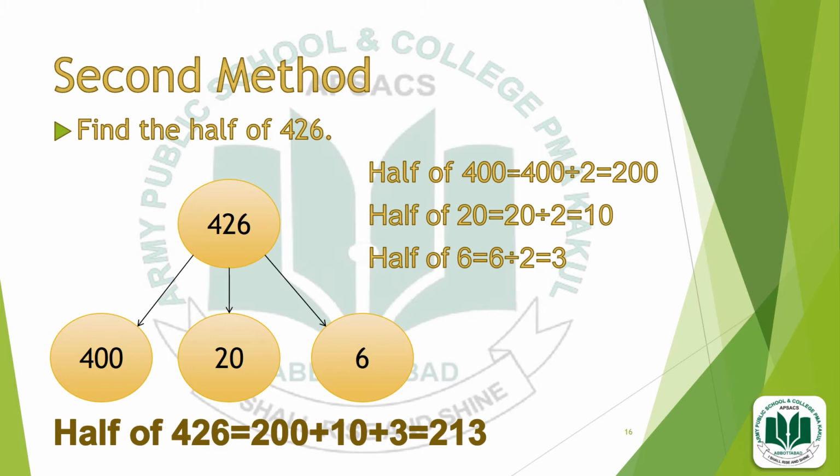Now we can find the half of 6. 6 divided by 2 is equal to 3. 3 twos are 6. So 3 is the half of 6. And then we can find the half of 426 by adding these three numbers: 200 plus 10 plus 3. It becomes 213. So, students, 213 is the half of 426.